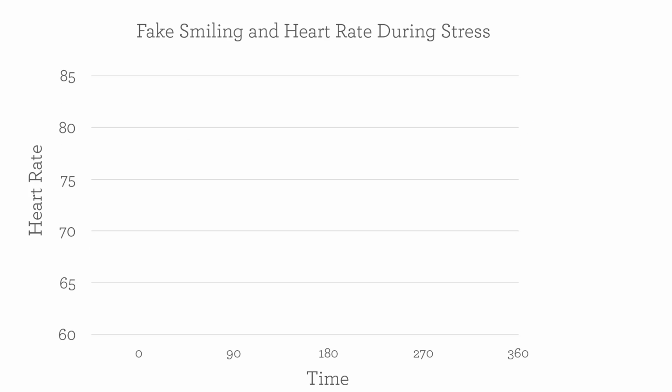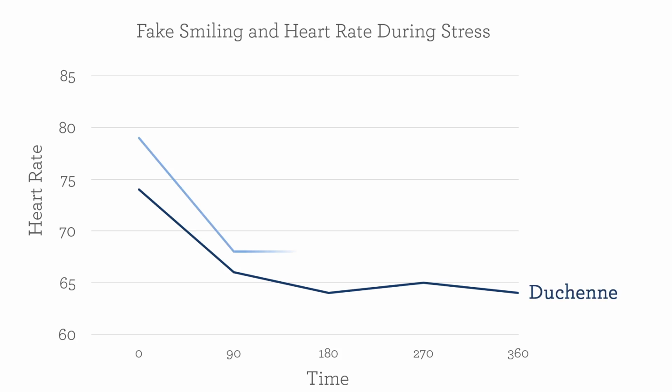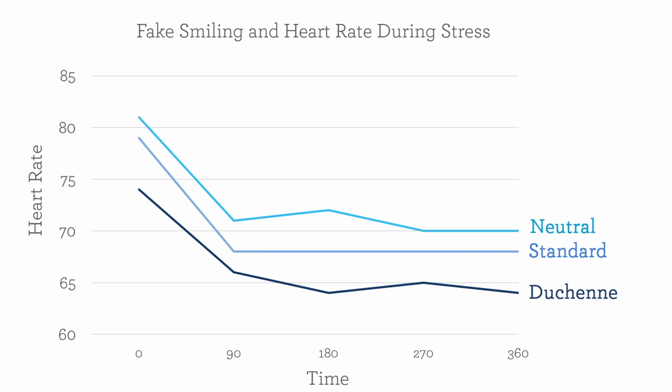You can say, the Duchenne smile, participants were holding chopsticks in their mouth and they were doing a fake Duchenne smile the whole time that they were doing a stressful task. The standard smilers were holding chopsticks in their mouth and they were doing a fake smile. And then the neutral expression were just holding chopsticks in their mouth and they weren't smiling.